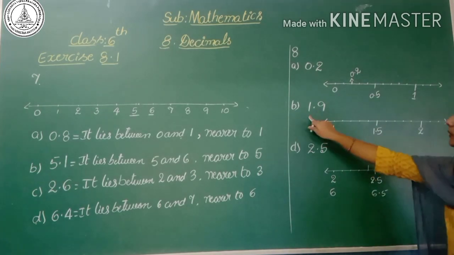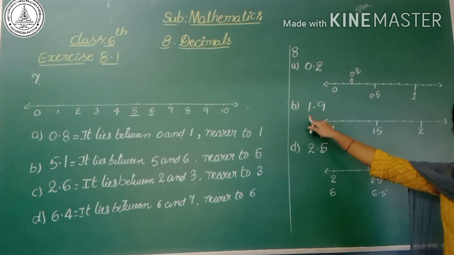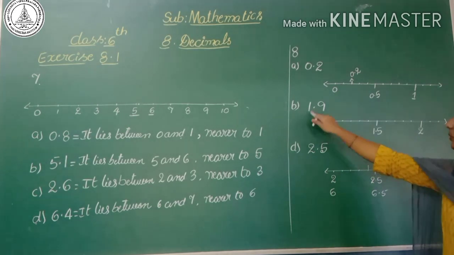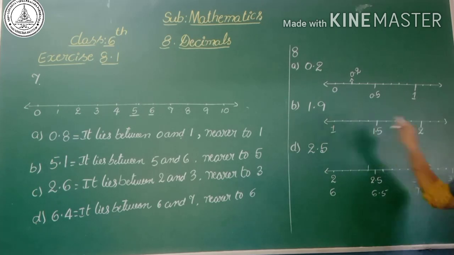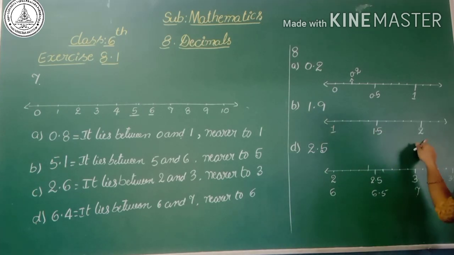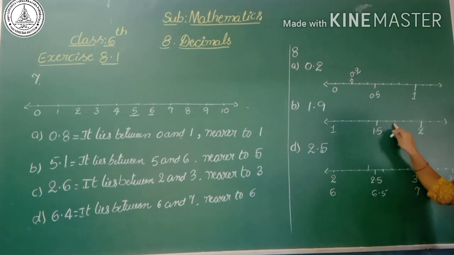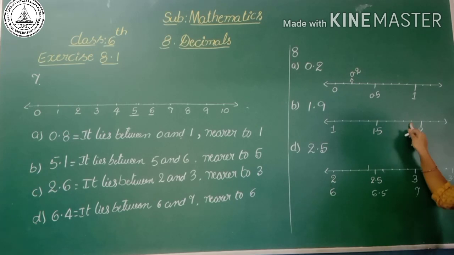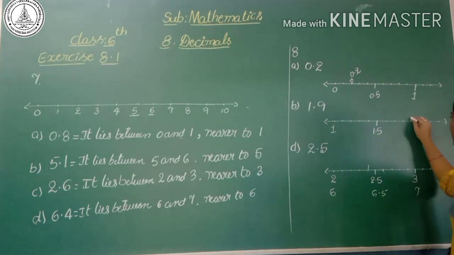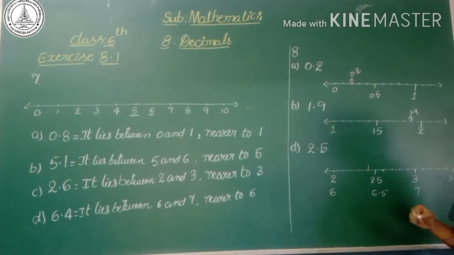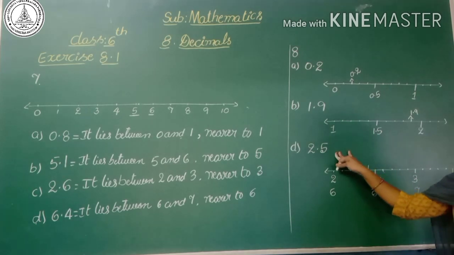Next, 1.9. So 1.9 lies between 1 and 2, right? Here we have to find 1.9. So 1.5, 1.6, 1.7, 1.8 and 1.9. It is nearer to the 2. Okay, so mark here 1.9. Similarly, the D question and C question you can do in your notes.